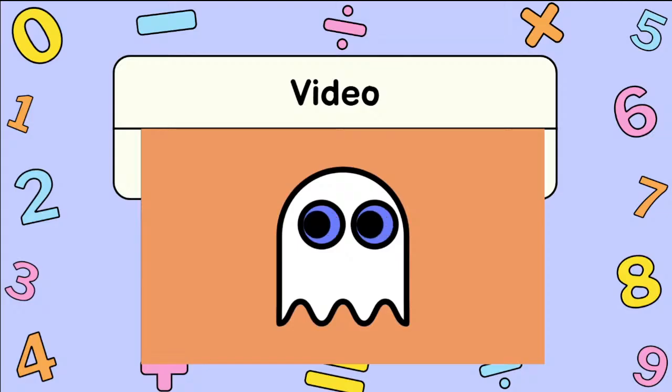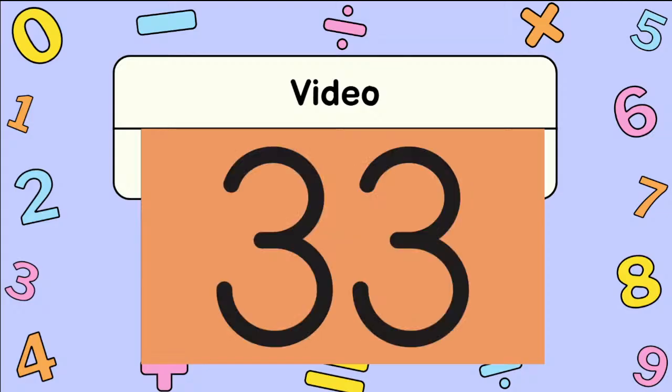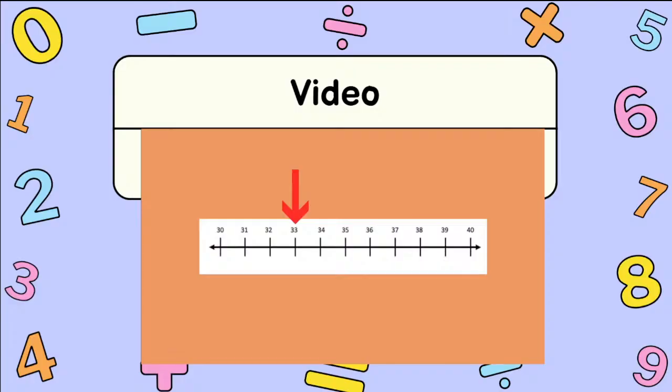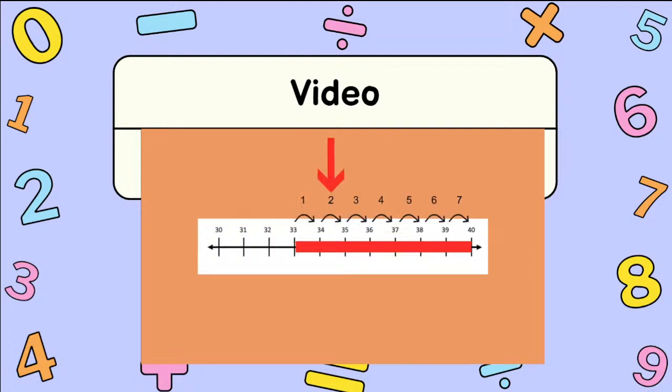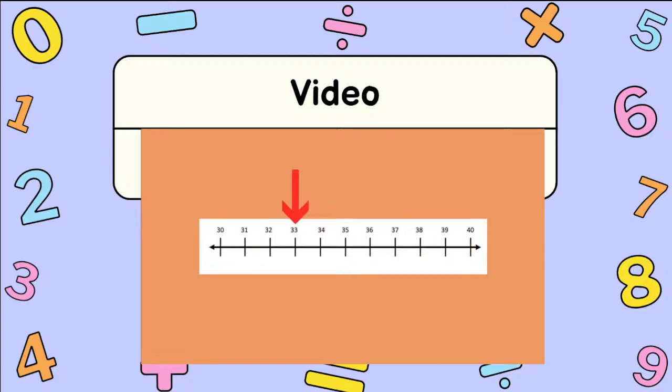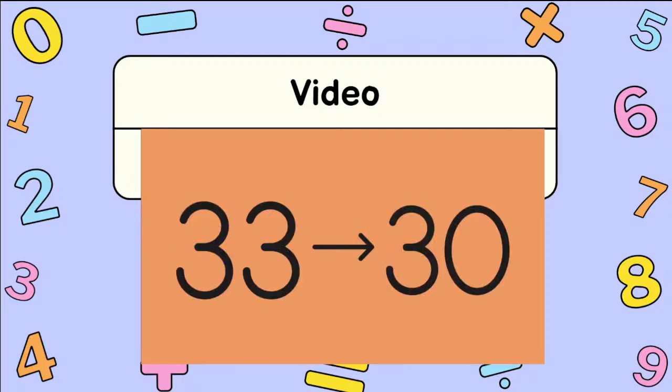Let's look at a number, 33. Here's 33 on a number line. 33 is between 30 and 40. 33 is 3 away from 30. 1, 2, 3. 33 is 7 away from 40. 1, 2, 3, 4, 5, 6, 7. 33 is closer to 30. So, 33 rounded to the nearest 10 is 30.